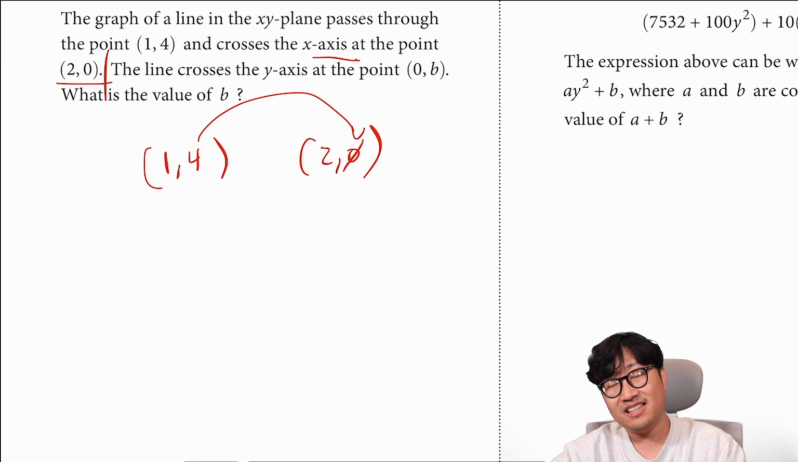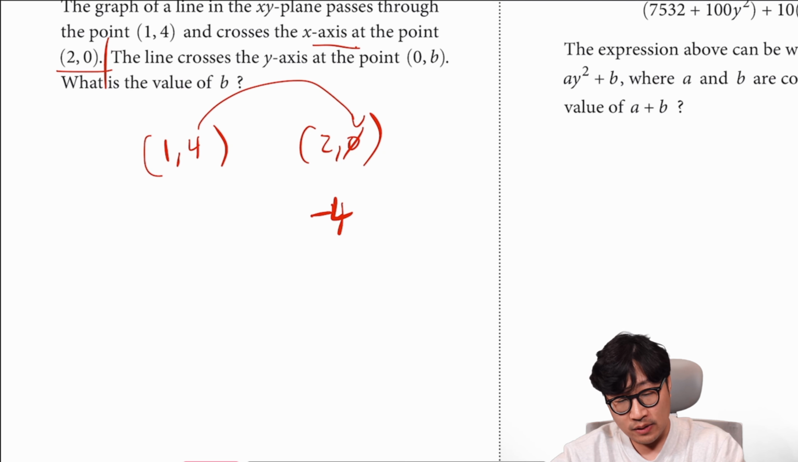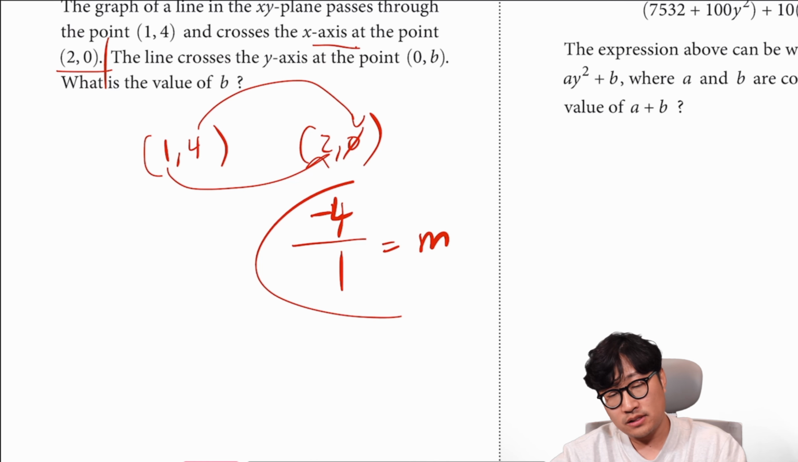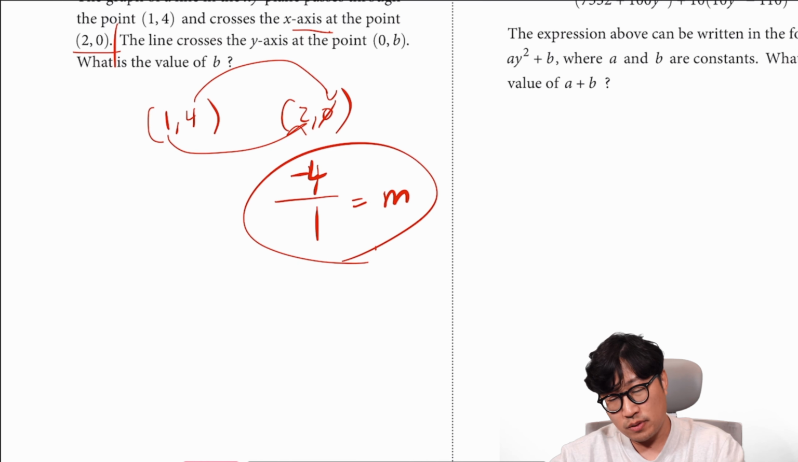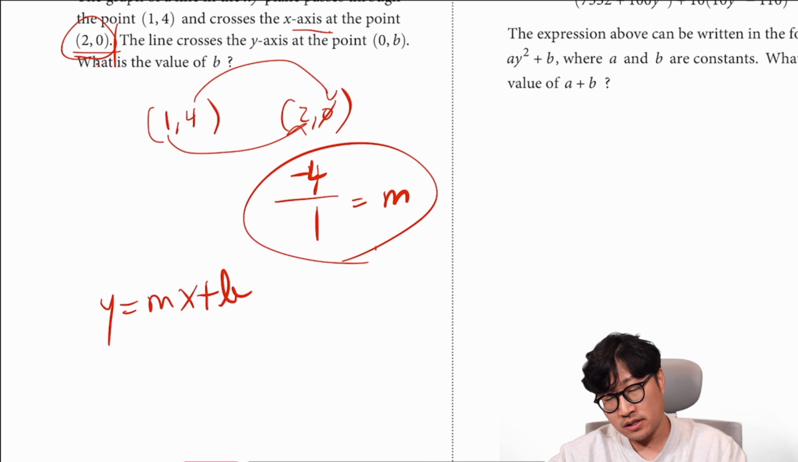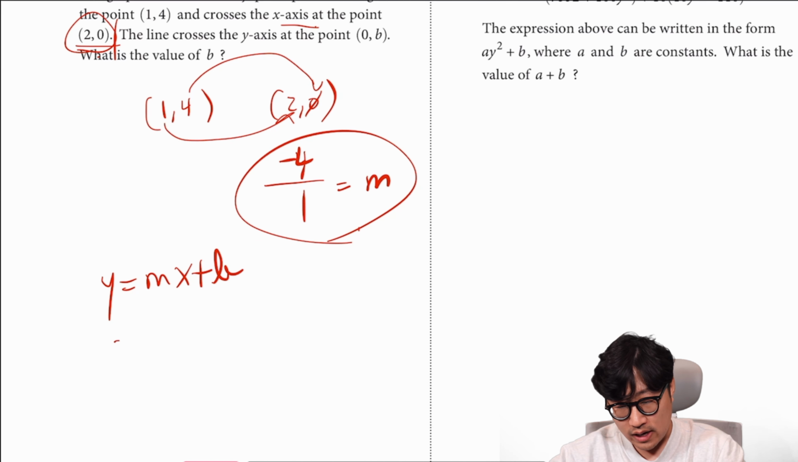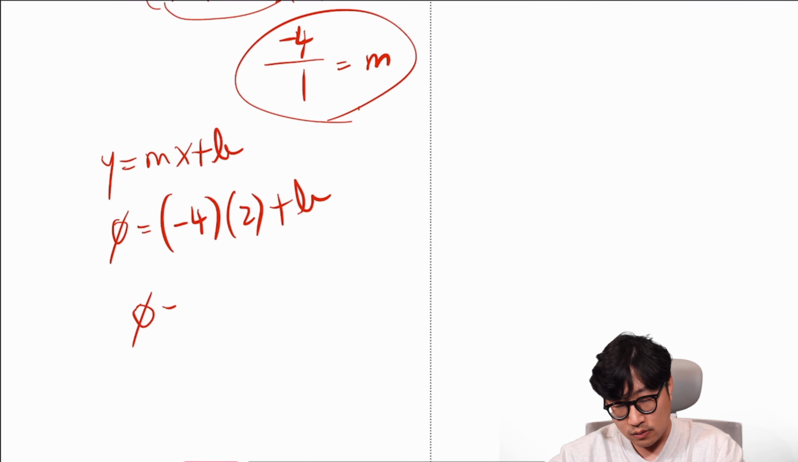4 to 0, that's a negative 4 as a rise. And then 1 to 2, that's a positive 1 as a run. So there you have it. Slope is negative 4. So now what do we do? Just plug it into y is equal to mx plus b. And I'm probably going to plug in the 2 and 0 because that's easy to work with. So y is 0, slope is negative 4, x is 2 plus b. So there you have it. 0 is equal to negative 8 plus b. So b is going to equal 8.